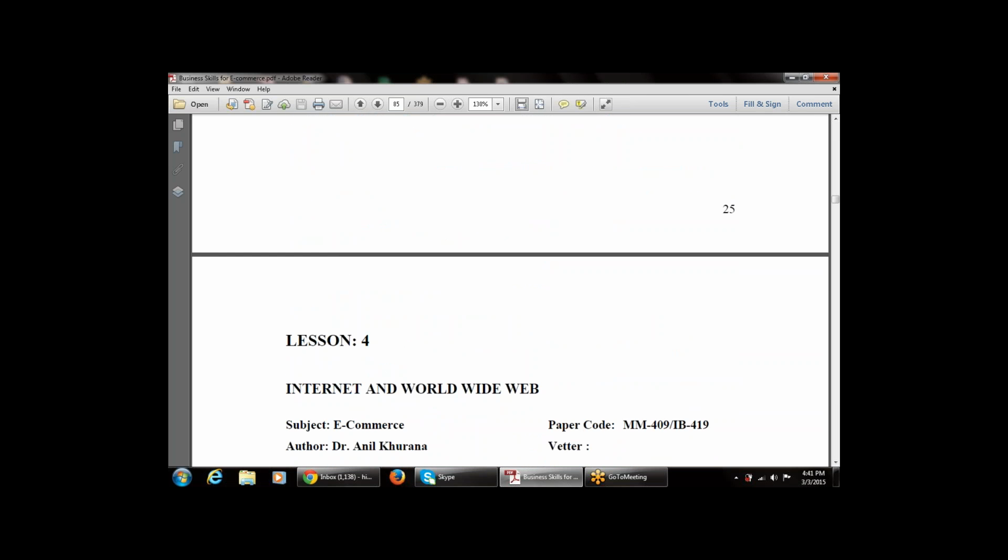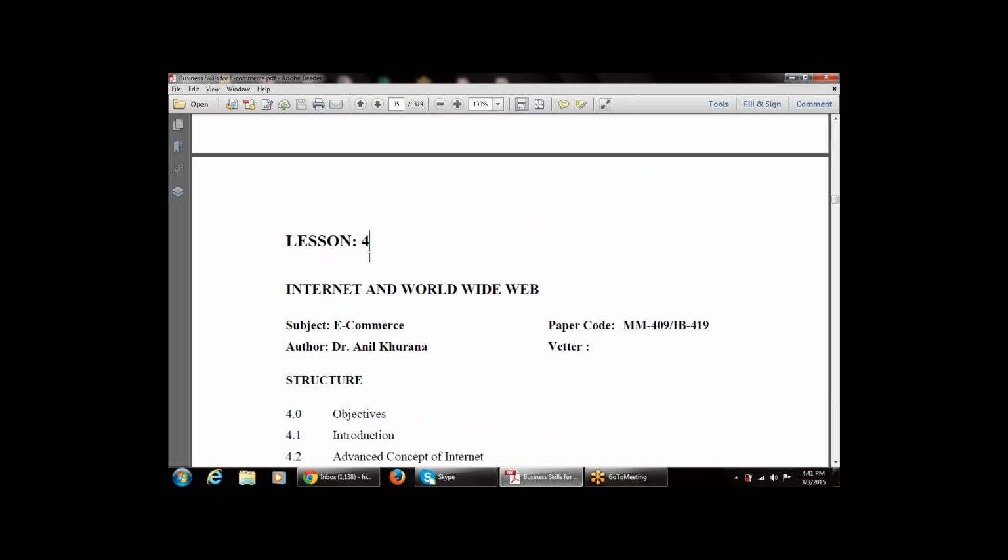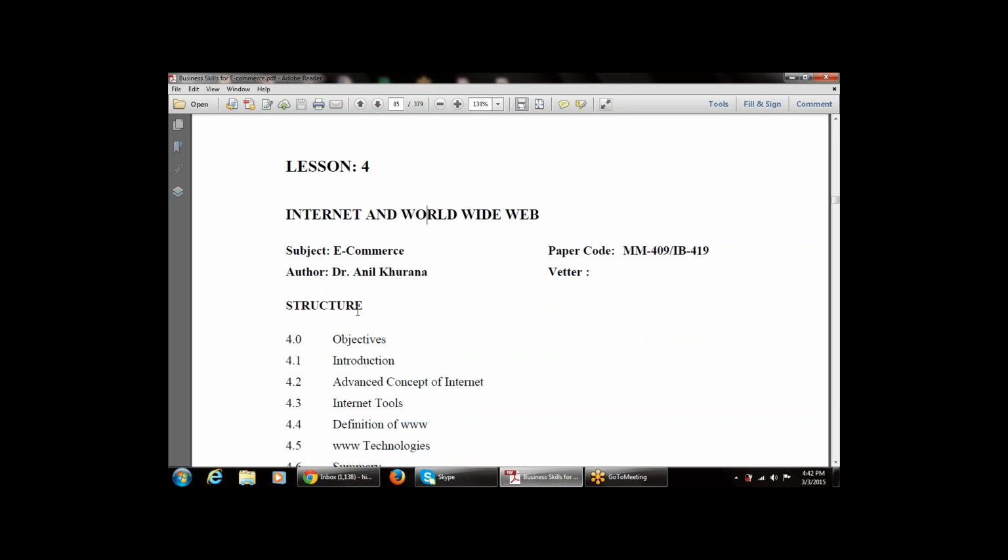Now I'm going to start with chapter number 4, that is lesson number 4, Internet and WWW, that is, what is the internet and what is WWW. So till now we have discussed chapter number 3, and that is winding up chapter number 3. Now I'm going to start with a new chapter, chapter number 4, Internet and WWW.